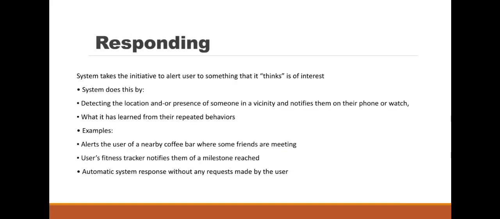Responding: the system takes the initiative to alert the user to something it thinks is of interest. The system does this by detecting the location and/or presence of someone in the vicinity and notifies them on their phone or watch, which is learned from their repeated behaviors. Examples: alerting the user of a nearby coffee bar where some friends are meeting, or a user's fitness tracker notifying them of a milestone reached. Automatic: the system responds without any request made by the user.